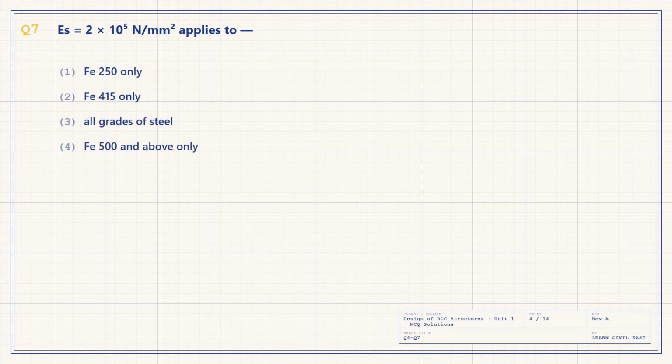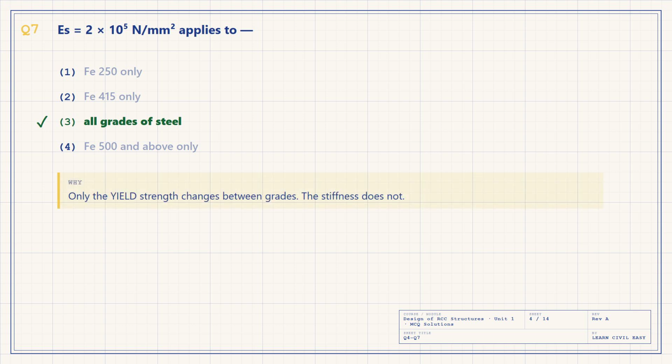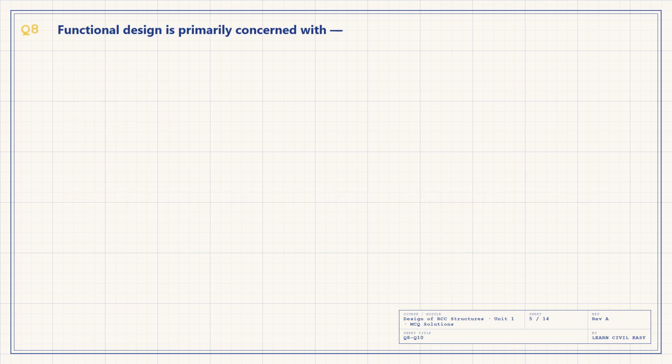Question 7. The modulus of elasticity of steel is 2 times 10 to the 5 for option 3, all grades of steel. Only the yield strength changes between Fe 250, 415 and 500. The stiffness does not. This pairs directly with question 6, and together they are one of the most common misconceptions in the subject.